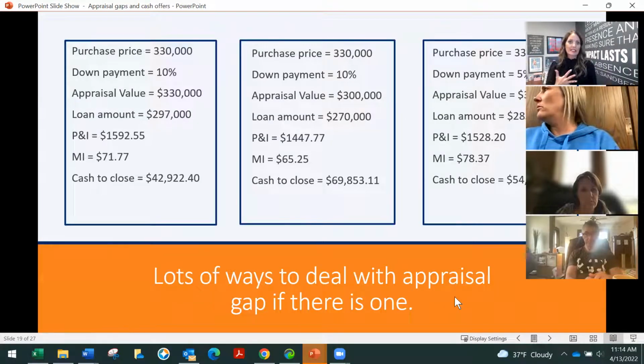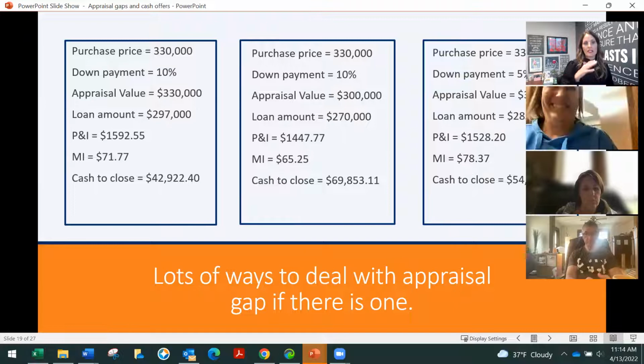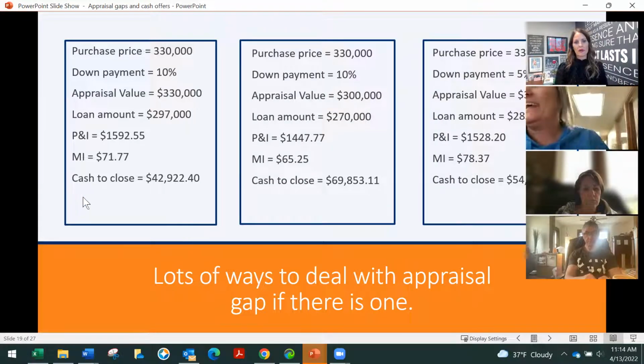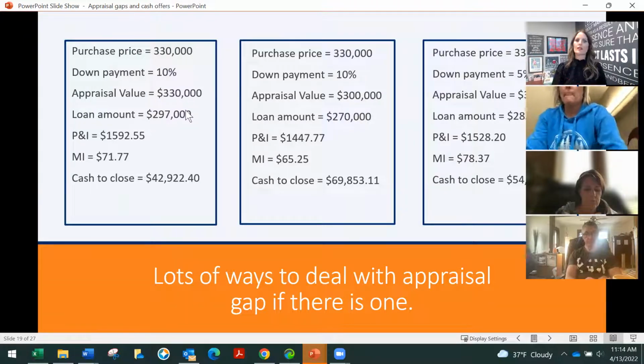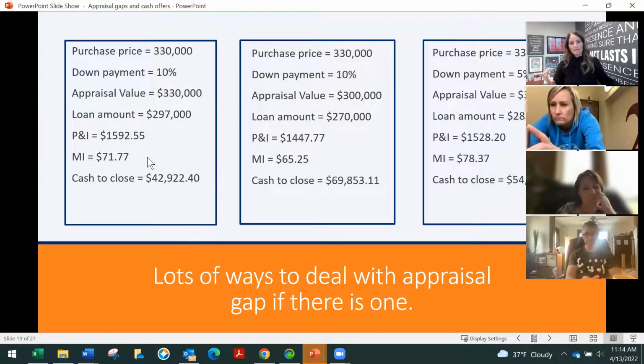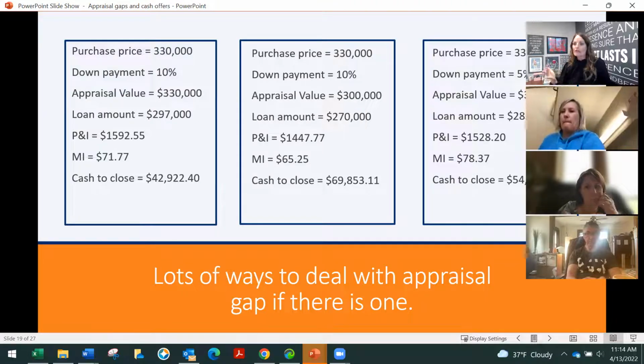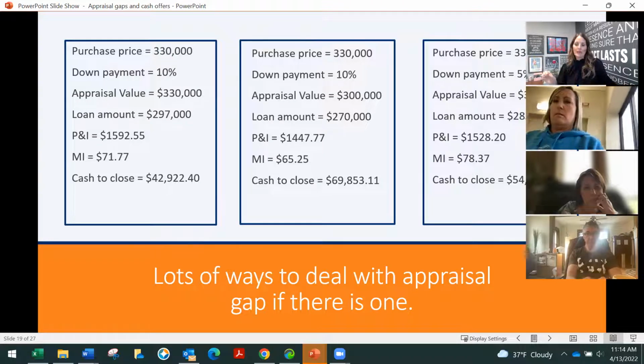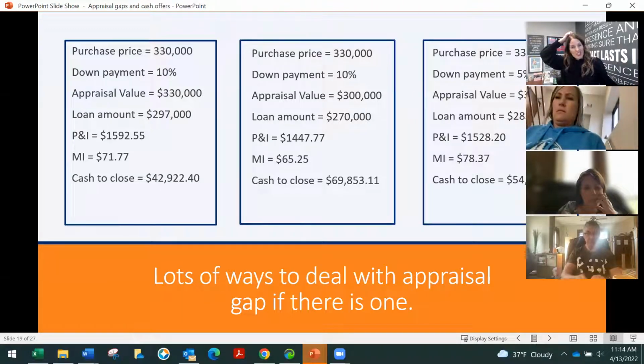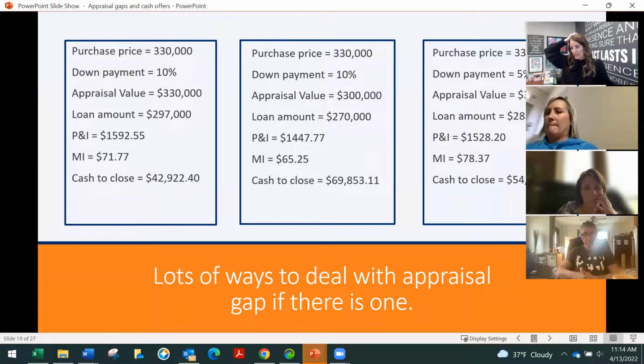So here is an example of a purchase price. Right here would be a normal loan: purchase price of 330, 10% down, appraised value of 330, base loan amount, P&I, MI. On some of these, it just depends what they're doing. I am recommending a lot of monthly MI, which I would never, ever, ever do before, because I hate monthly MI. But the reason I'm doing it now is because I fully believe we'll be in a recession in the next 12 to 24 months.